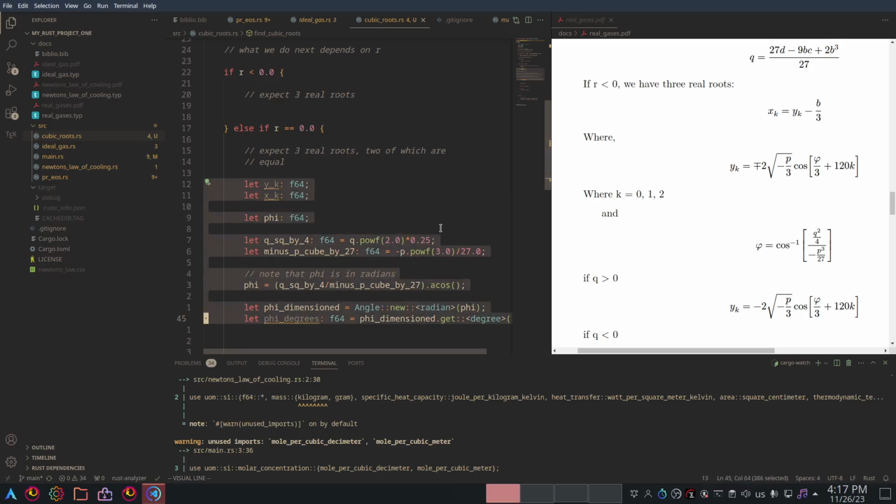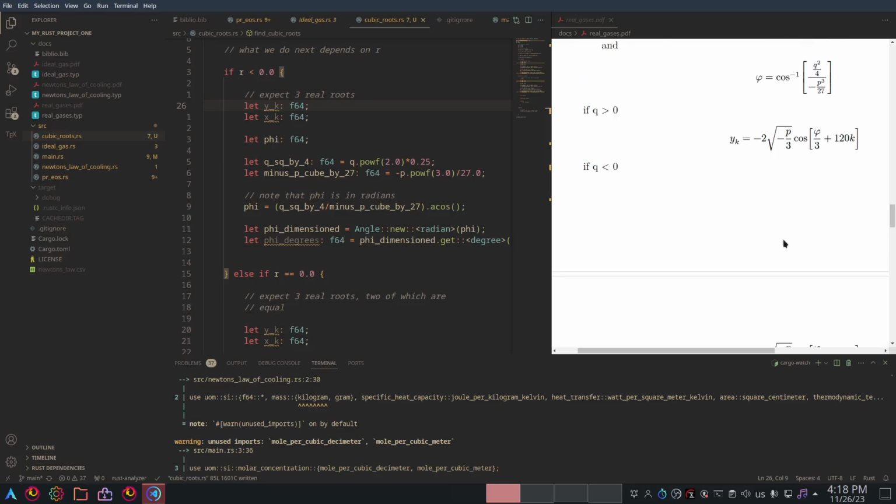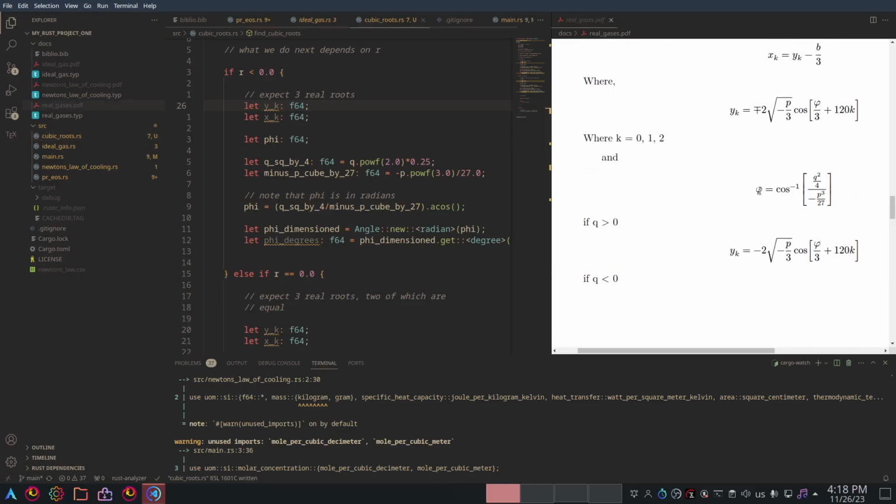Okay. Actually, I'm going to copy all this here and paste it here also, because either if R equals 0 or R is less than 0, we basically are running the same code. Okay, so we have a calculated phi in degrees and radians, so we can use both if you want.